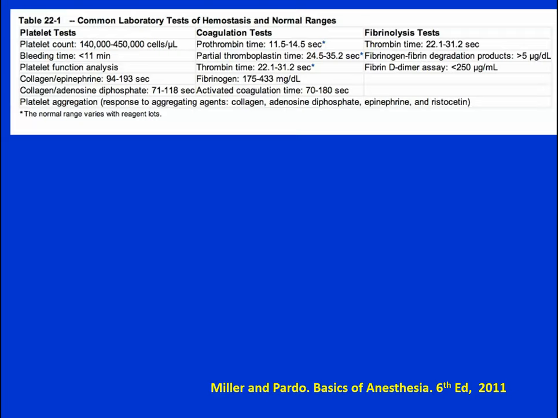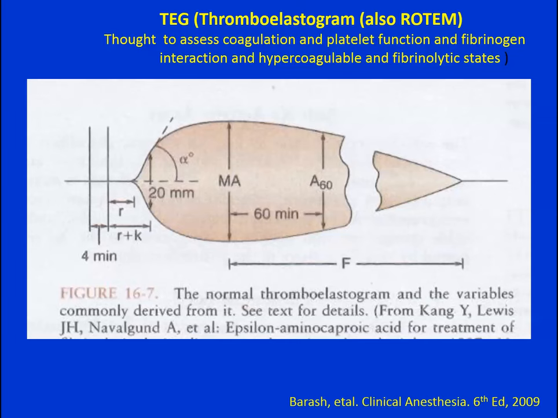This shows the thromboelastography, which you are familiar with, and this pictorially displays the various phases of activation, with the maximum amplitude reflecting the interaction of platelets and fibrinogen, and is one of the commonly used tests of platelet function. In addition, the loss of the MA over time is a test of fibrinolysis.